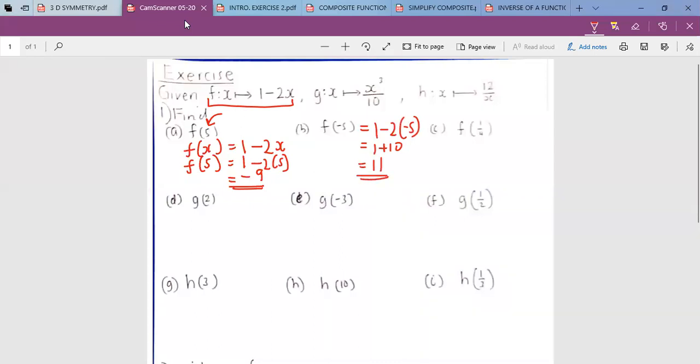For f of 3, I know my function is 1 minus 2x, so I keep 1 minus 2 bracket, in the place of x, I keep 4, like that.